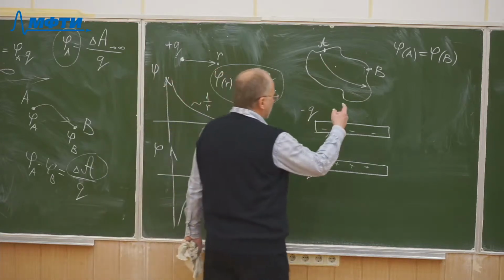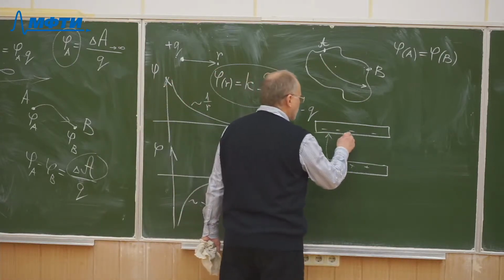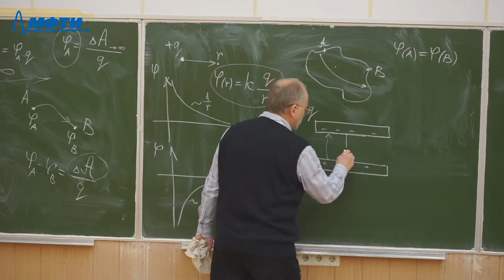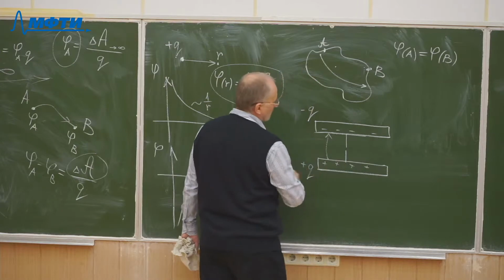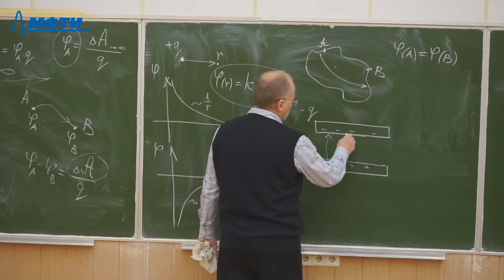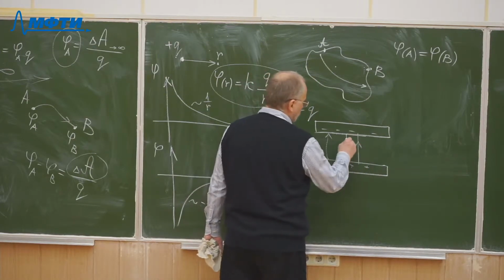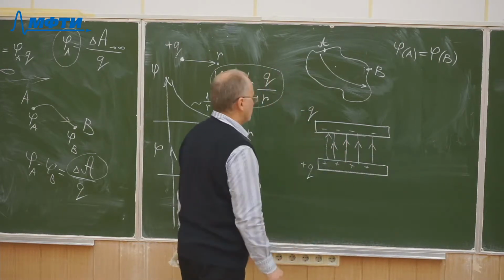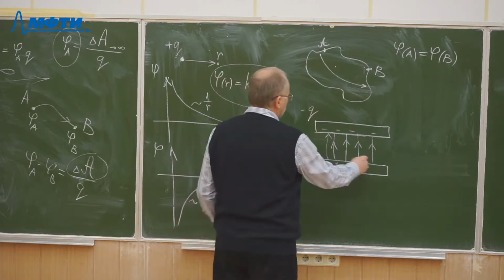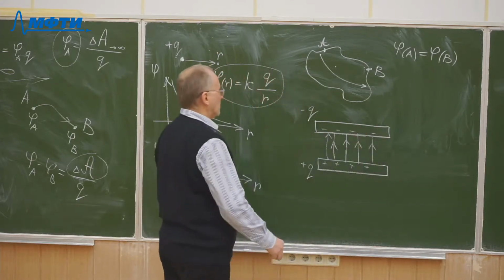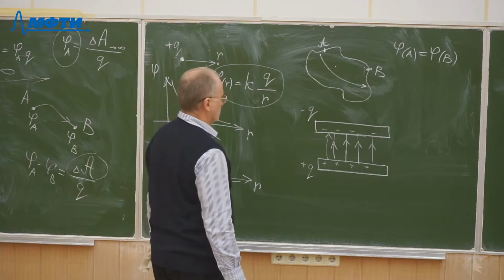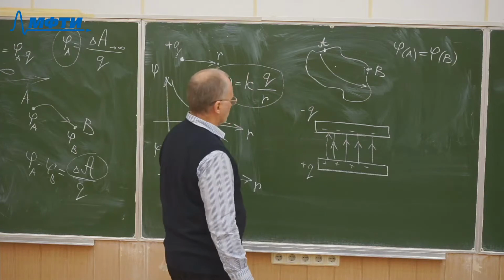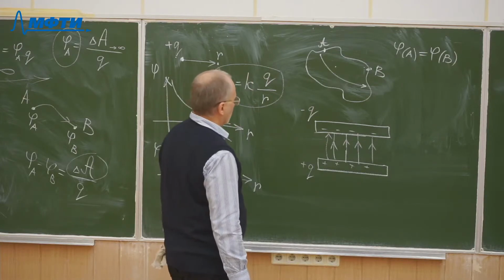And if the field lines must be perpendicular to the surface of the conductor, the field lines must be perpendicular here, and also they must be perpendicular here to the surface. Therefore, the field lines will be just straight lines inside the capacitor. The field will be uniform. We say uniform electric field inside the capacitor.